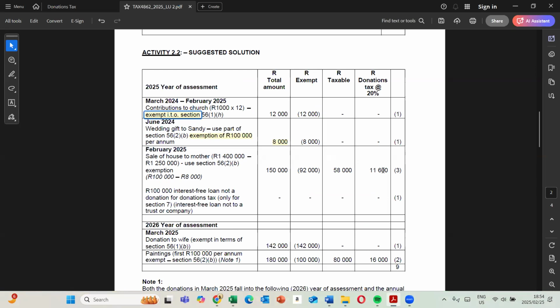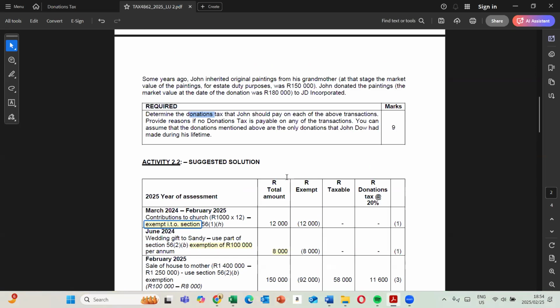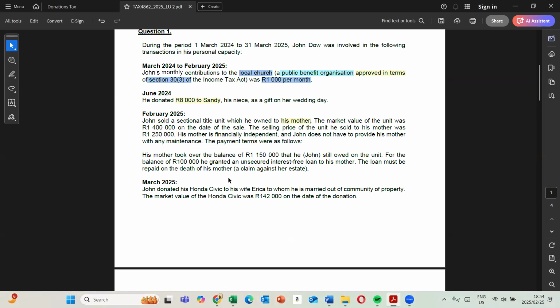Now let's look at our question. We're not done. Let's look at this part. His mother took over the balance of 1,150,000 that John still owed on the unit, so the mother paid that off. For the balance of 100,000, he granted an unsecured interest-free loan to his mother. So in other words, John financed the mother with an interest-free loan.